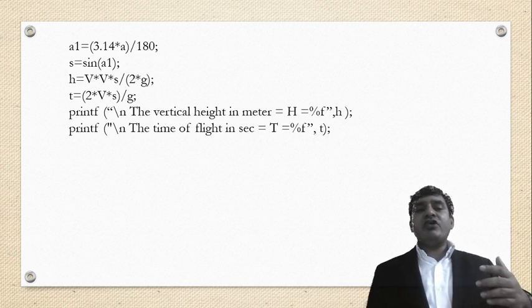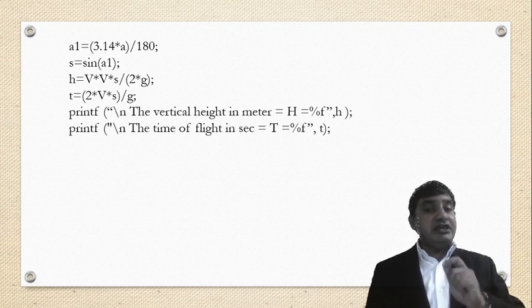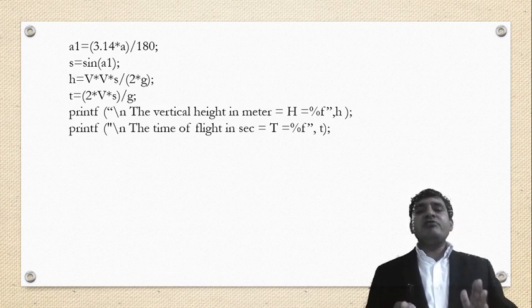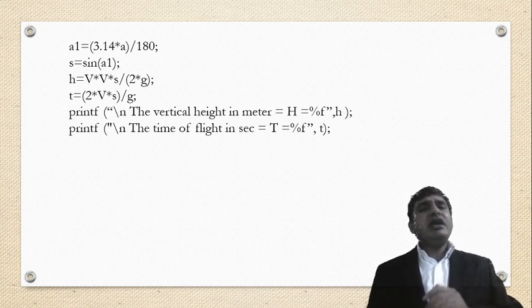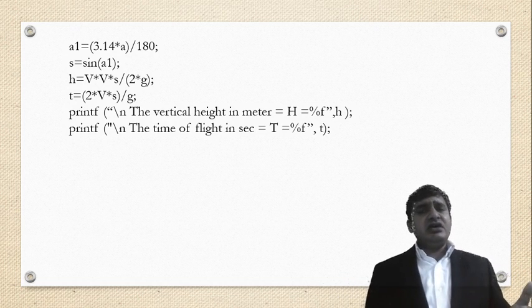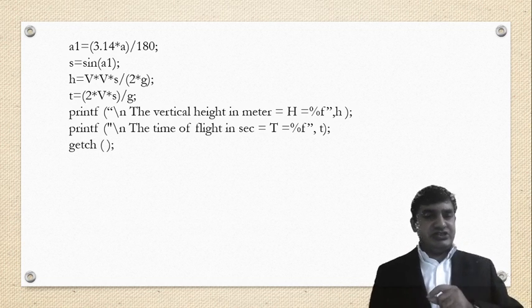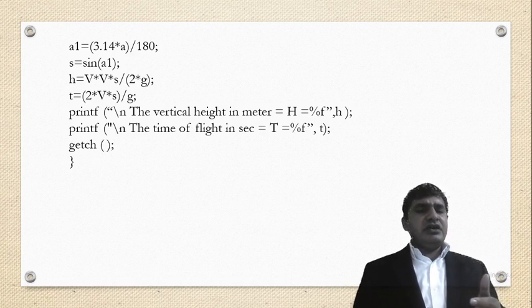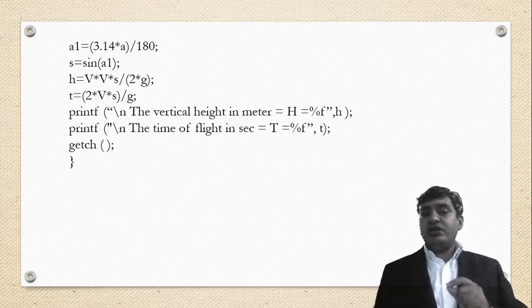The time of flight in seconds is equal to capital T, it is equal to percentage f. Why percentage f? Because the time of flight is a float, comma t, and which is obviously terminated with the semicolon, getch. Okay, then it ends with the closing curly bracket.